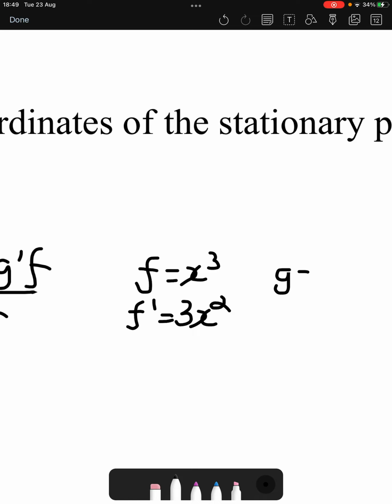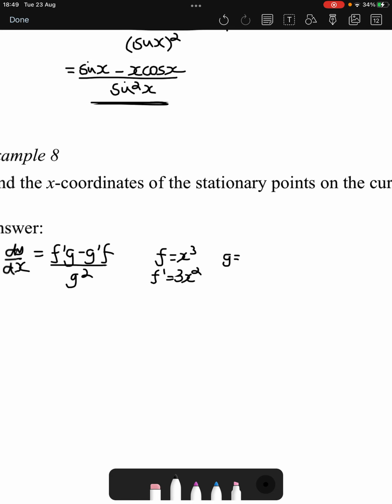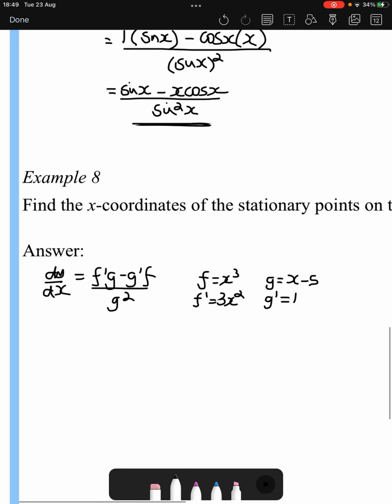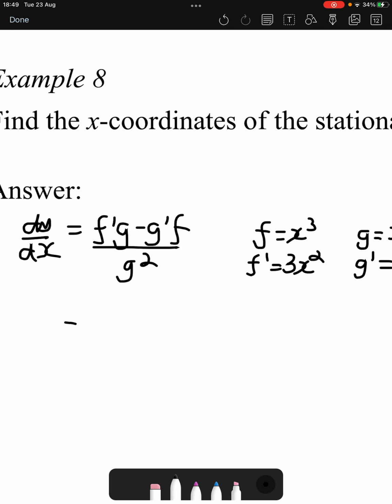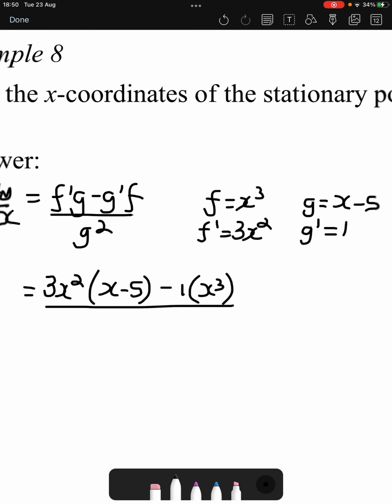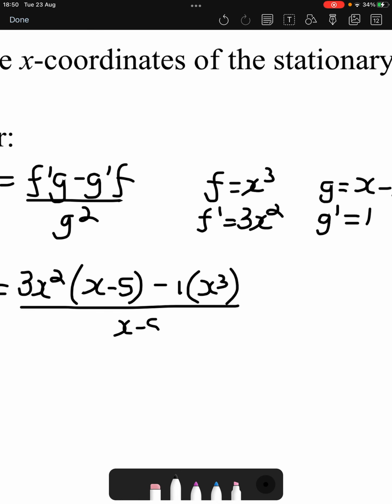In applications of calculus as well, we do look at stationary points again, so we'll go back over this. But we'll touch on it slightly here. If it's from higher, it's not anything new, so it's going to crop up every so often. Right, f dash g. So f dashed is 3x squared times g, which was x minus 5, minus g dashed, which is 1, times f, which is x cubed, all over g squared, x minus 5 all squared.